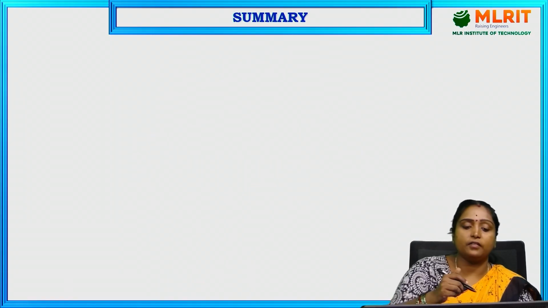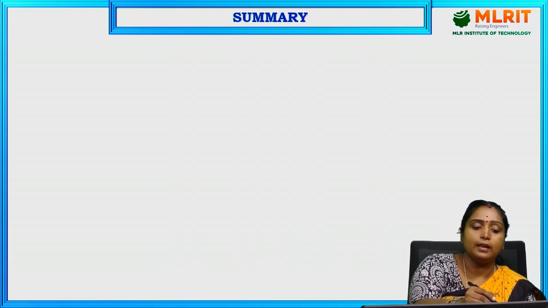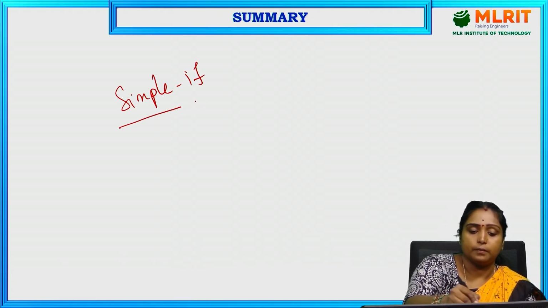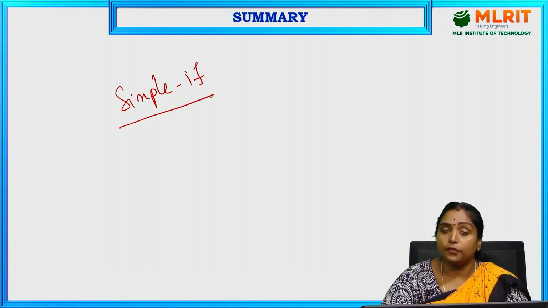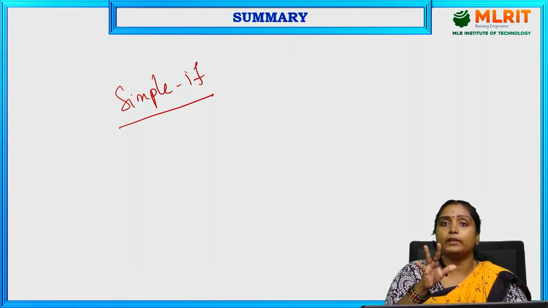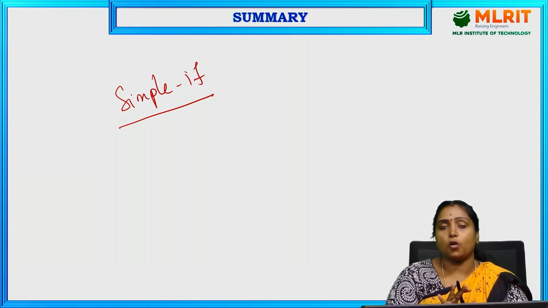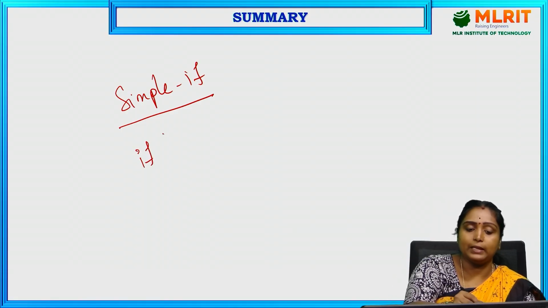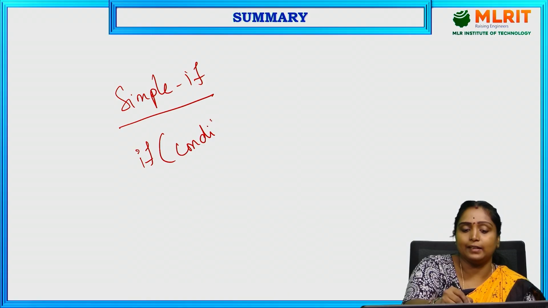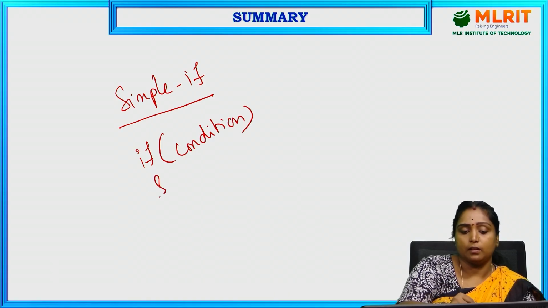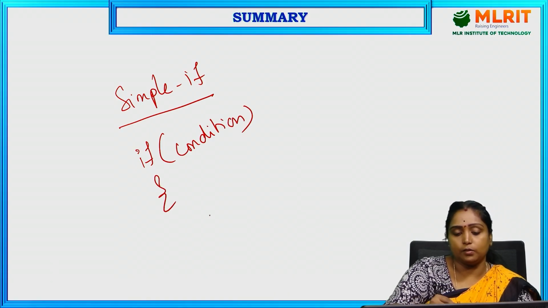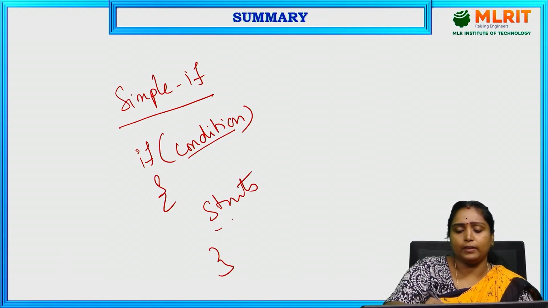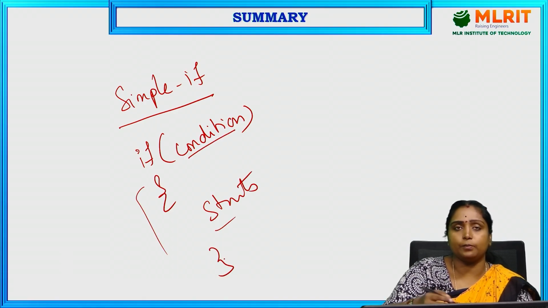In the next part, we went through the selection statements, starting with the simple if statement. In a simple if statement, if a condition is true, it will execute the statements under the block. If the condition is false, it will skip the statements. The syntax is: if is a keyword, which you have to write in small letters only, followed by a block of statements. If the condition is true, it will execute these statements, or else it will simply skip them.